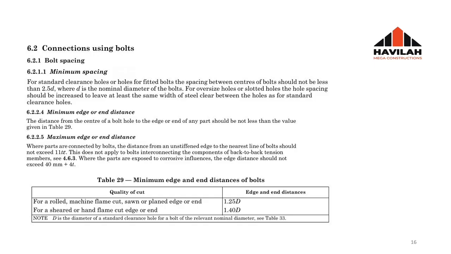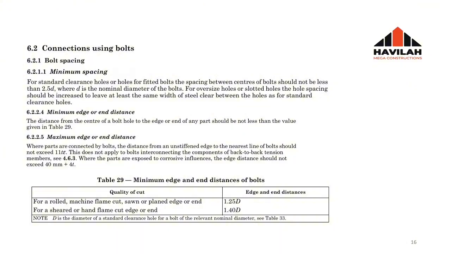For oversized holes or slotted holes, the spacing should be increased to leave at least the same width of steel clear between the holes as for standard clearance holes. All right, so we have gotten the information that the spacing between centers of our bolts should not be less than 2.5D. This is a very reasonable piece of information that you should hold.